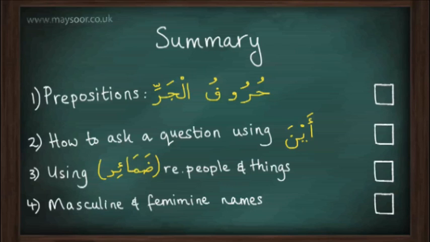In summary, we've looked at prepositions, referred to in Arabic as huruf al-jar, and what they do once they enter upon a noun. We also looked at number 2, how to ask a question using ayna. We also looked at number 3, using doma'ir, pronouns regarding people and things. And finally, number 4, we briefly looked at the different endings of masculine and feminine names.